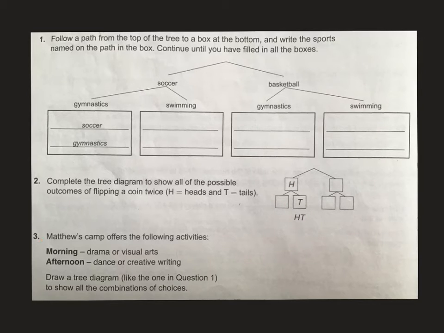For number 3, Matthew's Camp offers the following activities. So you will have your first choice, so you need 2 branches for the top one, and then each of those breaks off into another set of branches to show all the possible choices.